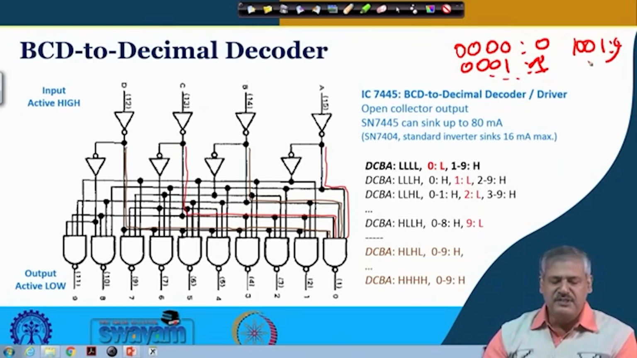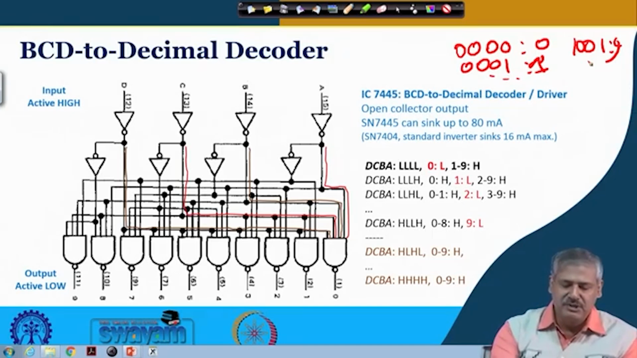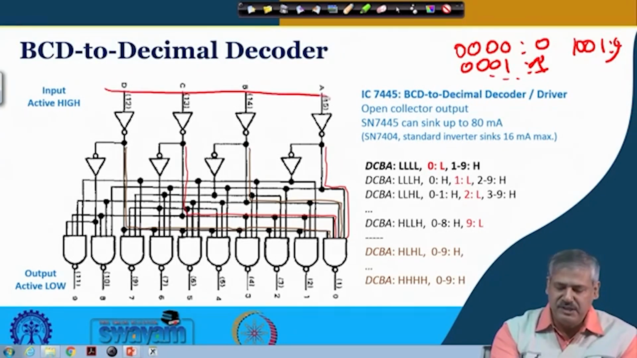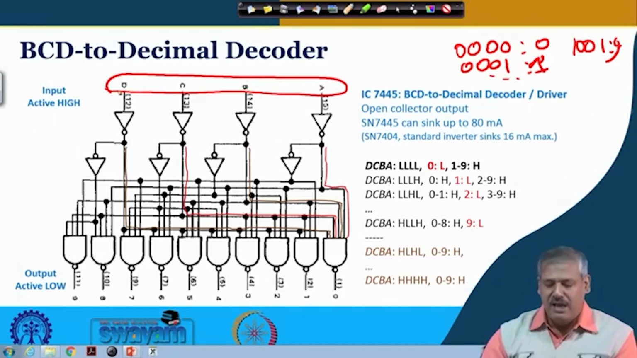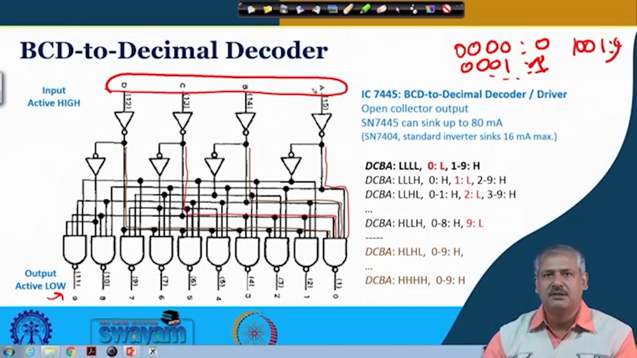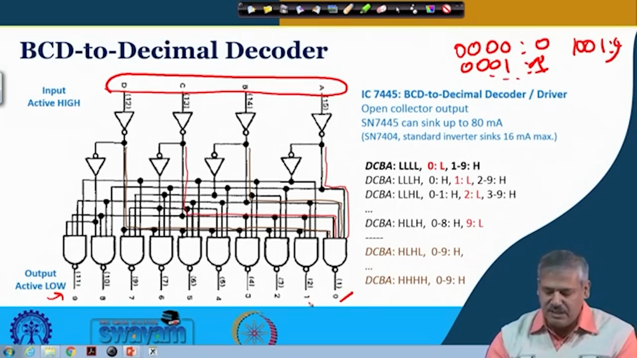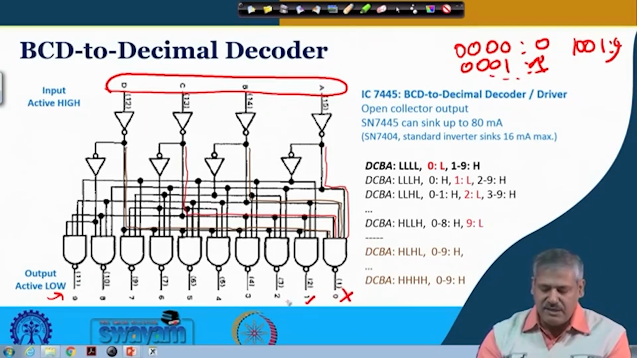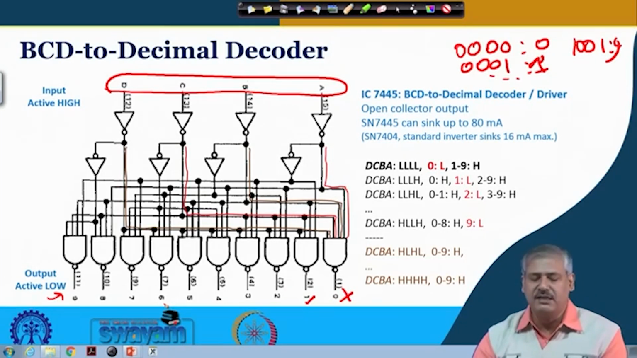When we talk about a BCD to decimal decoder, the input will be a BCD number, and the output will be whatever this BCD number represents. The corresponding output will be decoded. So if 0000 is present, all zeros, this output will be active and the rest will be inactive. If 0001 is present, this output will be active and the rest will be inactive. This is what we mean by a BCD to decimal decoder.